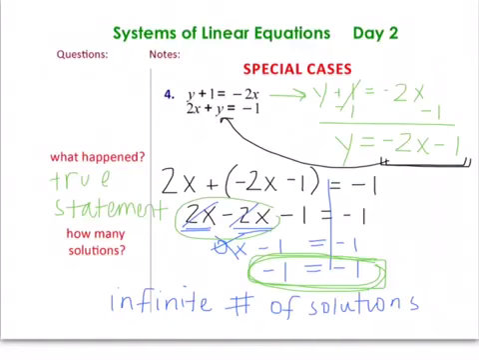I have an infinite number of solutions, or infinitely many solutions, because I solved using substitution and I ended up with something true. Negative 1 will equal negative 1. So any x or y, any point that I put into this system, or those equations, will give me something that works because these are actually the same line. So this is special case number 2.